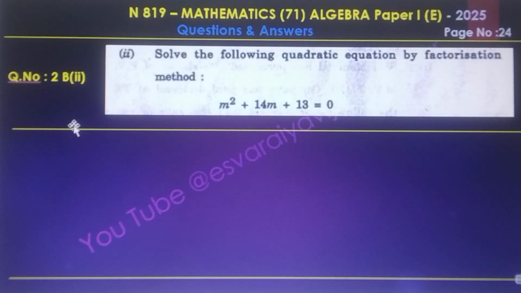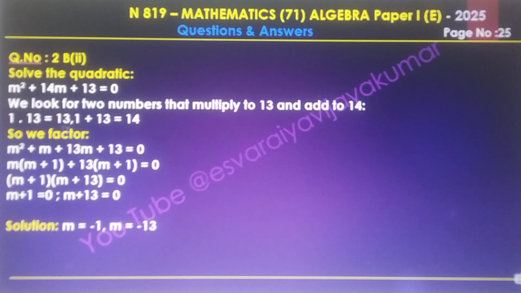Question number 2B2, solve the following quadratic equations by factorization method. m square plus 14m plus 13 equal to 0. The same way we are putting 13 and 14, we are getting m square plus m plus 13m plus 13 equal to 0. Then m into m plus 1 plus 13 into m plus 1 equal to 0. m plus 1, m plus 13 equal to 0. m plus 1 equal to 0 and m plus 13 equal to 0. m equal to minus 1, m equal to minus 13.